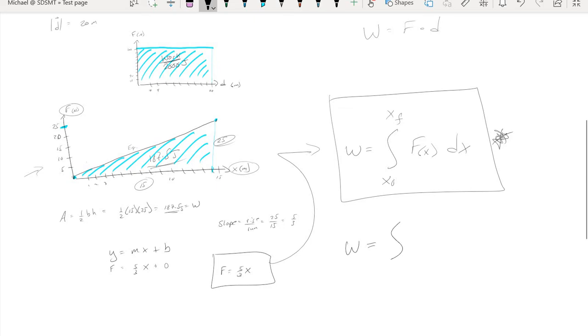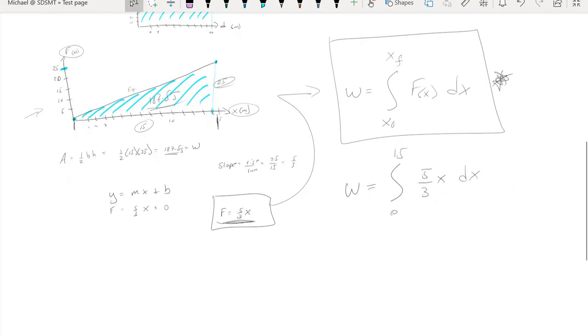The limits will be the starting and ending values on the x-axis. We're going from 0 to 15, and we're integrating our force function. Well, we were able to find that force function. It's 5/3 x, and we have to integrate with respect to x.